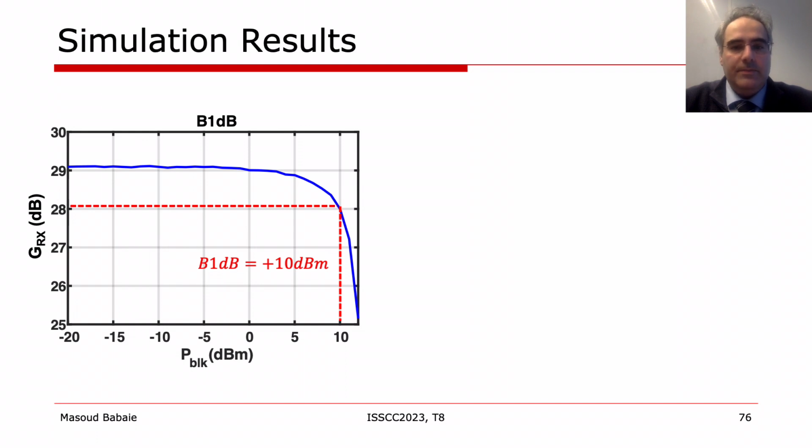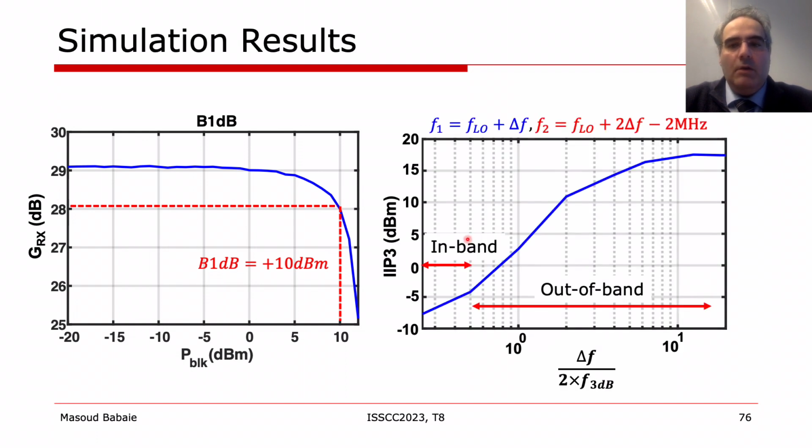analytical calculations. To simulate the in-band and out-of-band IIP3 of the receiver, I applied two tones at the input of the receiver, one at FLO plus delta F, another one at FLO plus 2 delta F minus 2 MHz. Then I swept delta F from 4 MHz to 400 MHz. As you can see here, the receiver's IIP3 at far out frequencies is about plus 17 dBm. To conclude this part, as demonstrated here, we could design the entire receiver using the developed design guide, and simulation results in Cadence are in good agreement with the analytical calculations.